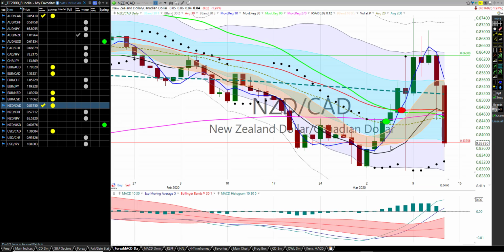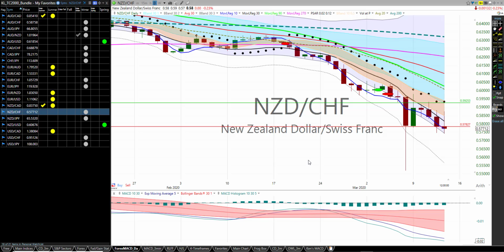New Zealand, Canadian dollar, we have two red candles south of the RL10, so we went ahead and made this trade. New Zealand, Swiss franc, we're still in this trade with a small gain. We're still in this winter season, so it's in line with this season. Potential J hook formation to the downside.